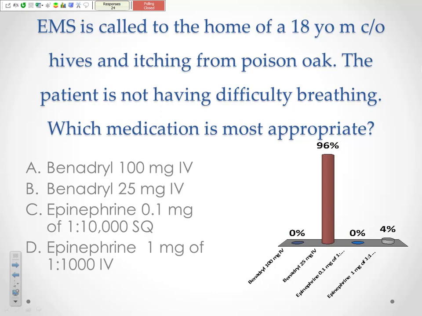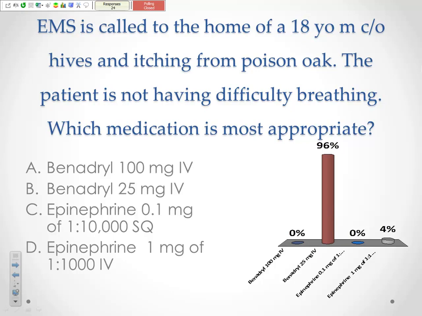It's 0.1 to 0.3, 1 to 1,000 sub-Q. But for a severe allergic reaction, you can give epinephrine IV. Did you know that? Which one can you give IV? 1 in 10,000. The dose of D is correct for 1 to 10,000, not 1 to 1,000.